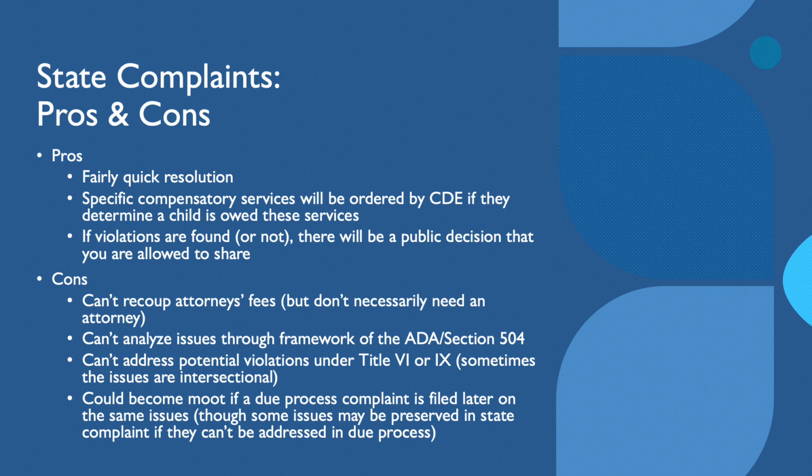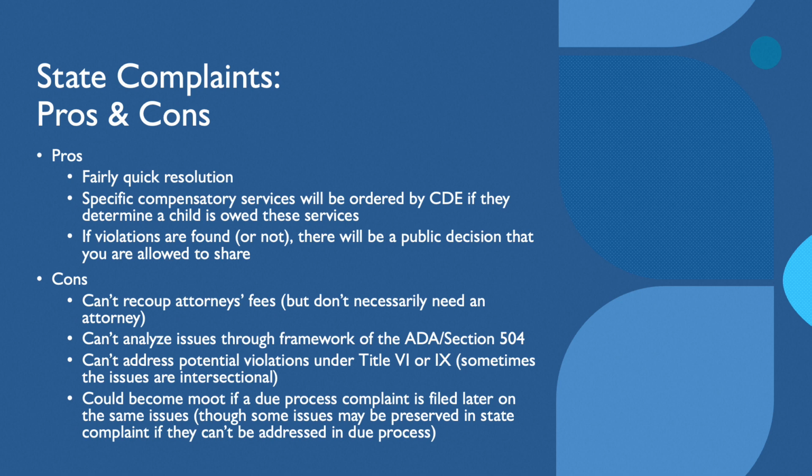The pros of doing a state complaint are that it is a fairly quick resolution. Decisions have to be issued within 60 days, so there is a quick and mandated turnaround that is not as clear-cut in other complaint options. Additionally, CDE will order specific compensatory services if they determine a child is owed these services. For example, they may say a child is owed 100 minutes of speech services. Other complaint options do not go into as many specifics. Lastly, whether or not violations are found, state complaint decisions are public and will be posted on CDE's website in a redacted format. Since the decisions are public, you are allowed to share them and discuss them freely.